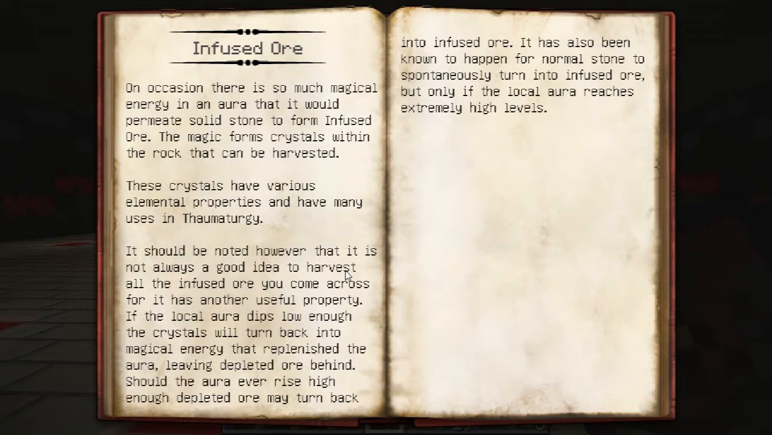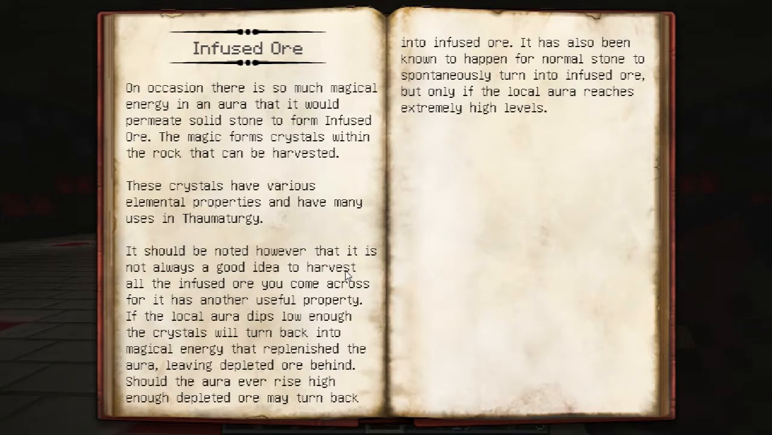On occasion, there is so much magical energy in an aura that it will permeate stone to form infused ore. The magic forms crystals within the rock that can be harvested. The crystals have various elemental properties and have many uses in thaumaturgy.